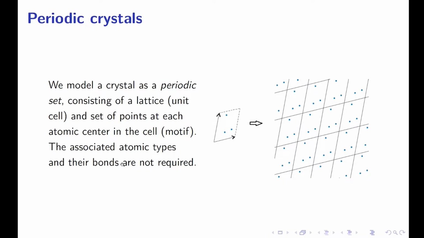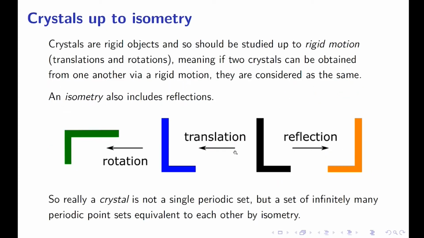And we chuck away the atomic types and their bonds. I know people like those, but you can keep them aside as labels for your points and labels between your points, but we're actually not going to use them for our classifications. So this is the starting definition.